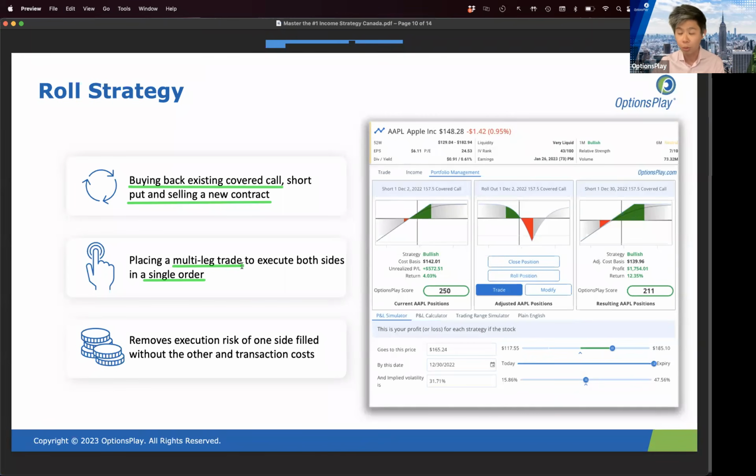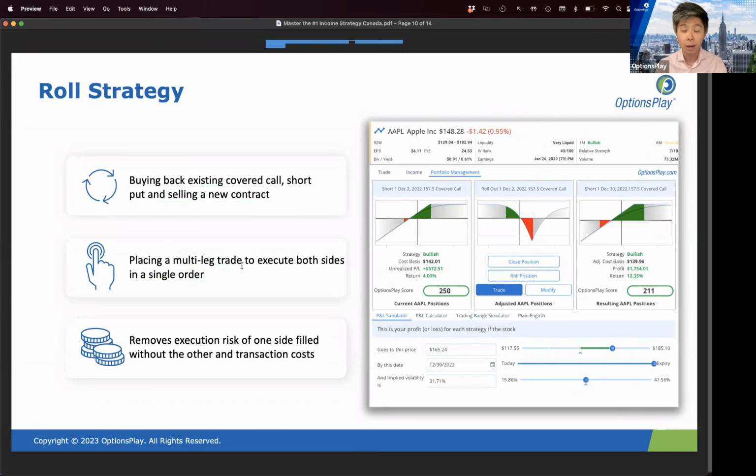But if you trade with Interactive Brokers or Questrade, you can do this today, where you can basically close a covered call and sell a new covered call in a single trade. You don't have to break up the two into two separate trades. If you're trading with a broker right now that only offers single leg, you have to trade these separately, and that means you have execution risk where one side gets filled and the other one doesn't, or vice versa. So when you do this in a multi-leg trade, you remove that execution risk, you're reducing transaction costs, and you can do it all in one trade.